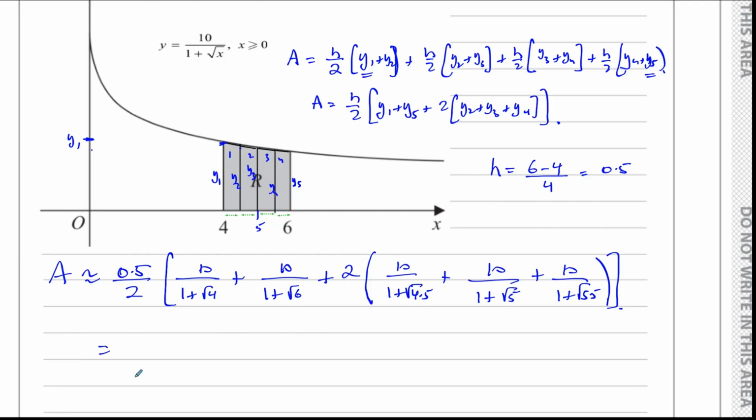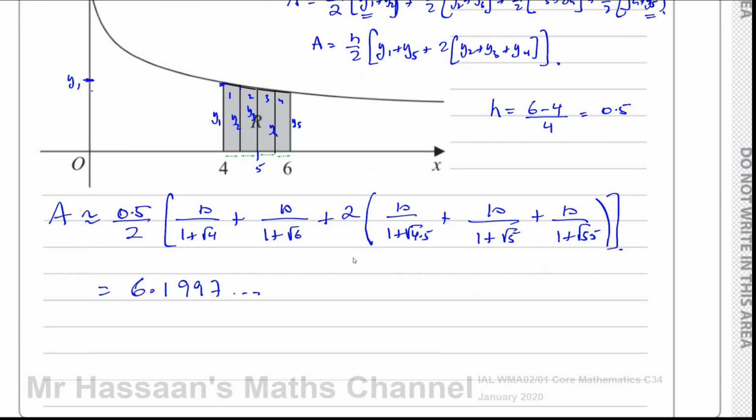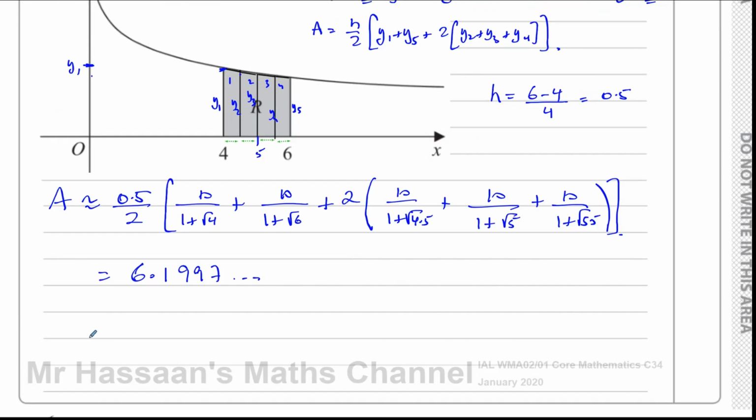Second to get this sorted out. So we have 6.1997 continues on. Now the question tells us to round to 2 decimal places. So that's going to be 6.20 square units. So there's the answer to part A of our question.